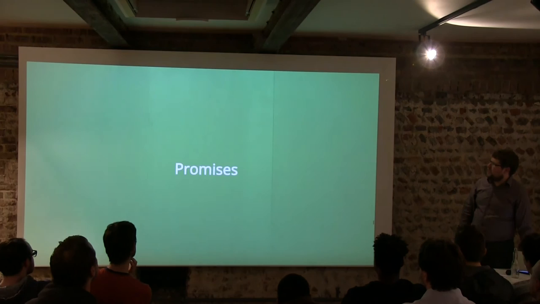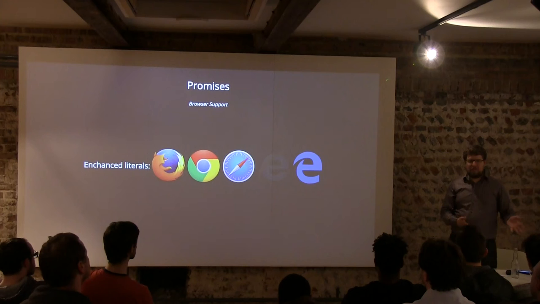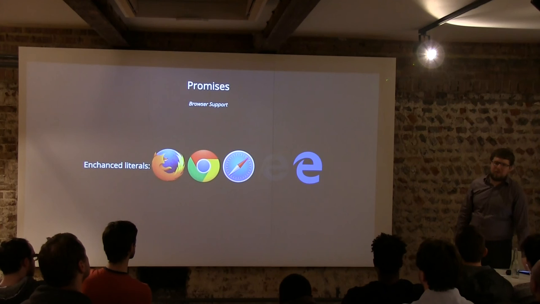This is one of the few things that's not a syntactic change, so that can be polyfilled. If you want to use promises where this isn't supported, rather than using a promises library, get a promises polyfill. If the browser doesn't support it, it replaces it, otherwise it doesn't.